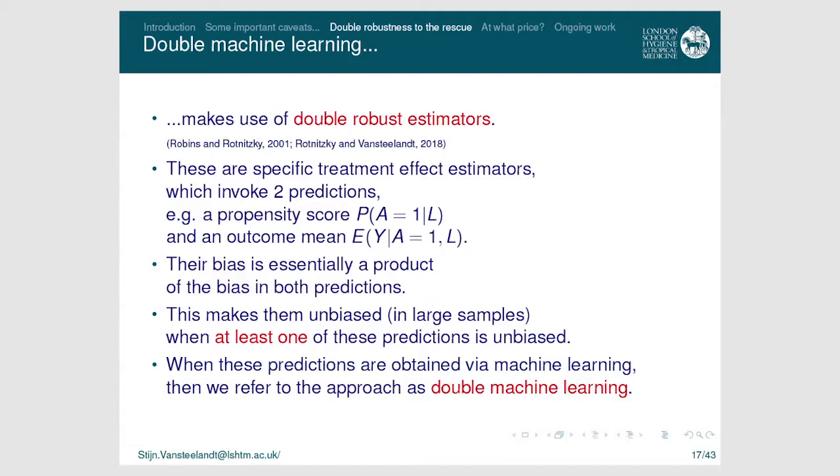And so what is double machine learning? Well, double machine learning just means we're going to use a double robust estimate of treatment effect, but we will obtain these two quantities here, the propensity score and outcome mean, by machine learning. I'm not sure if there's any people in the room who have ever used double robust estimators. Well, most of you probably have, because something like ordinary least squares is a special case of a double robust estimator. So there's in fact a number of very popular estimators that turn out to be special cases of double robust estimators. So I just want to point out that it's nothing too fancy.